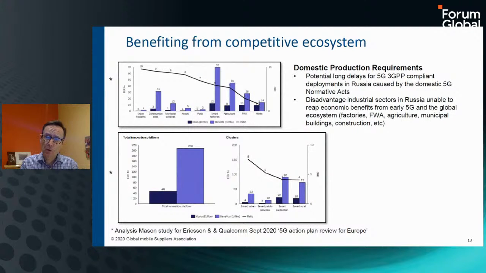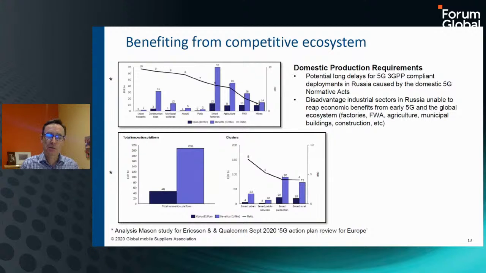And so let's benefit from this global ecosystem. These are 2 charts from a consultancy called Analysis Mason, who are well known in the industry, and it's sponsored by 2 of the GSA members, Ericsson and Qualcomm. The dark blue shows the investment that you might make for 5G, and the light blue shows the return to the nation and the industries from 5G.